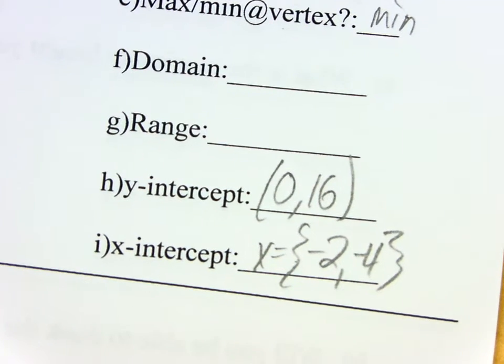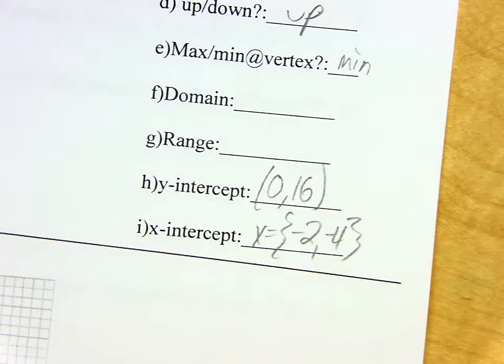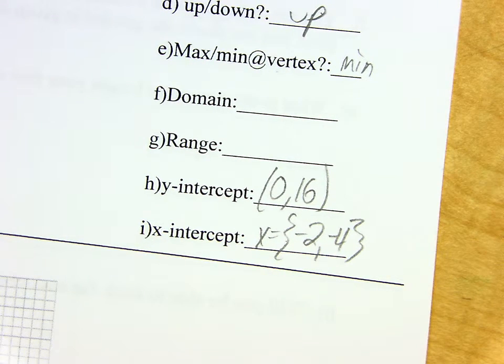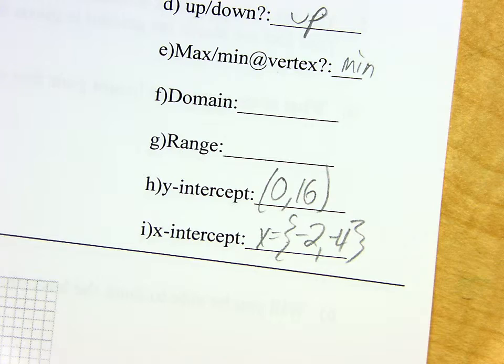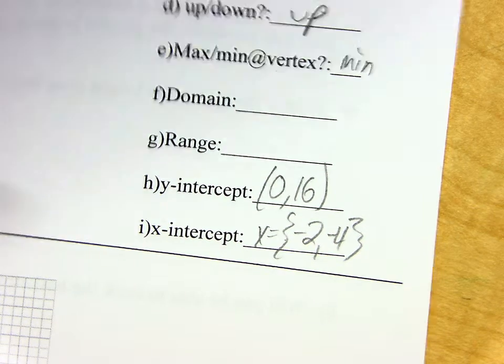So my x-intercepts are -2 and -4. Remember, squiggly brackets, because I'm just listing, here's all the places that it crossed the x-axis.